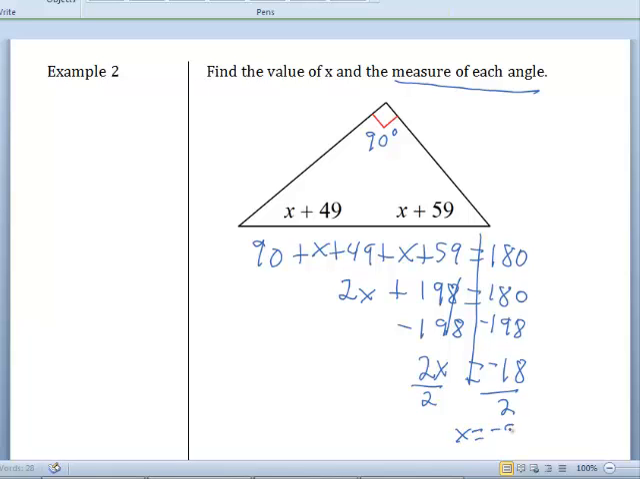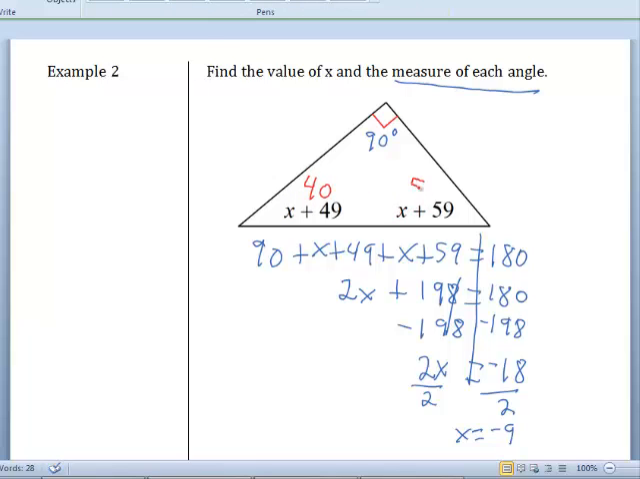Okay, that's not our answer, that's just part of the answer. Now you guys might be saying, Mr. Butterbaugh, can we have a negative answer for the value of x? And I would say sure, let's double check it and make sure that it actually does make sense. If we bring that negative 9 back up here, negative 9 plus 49 is equal to 40 degrees. And then negative 9 plus 59 is 50 degrees.